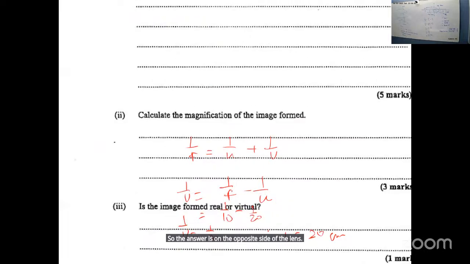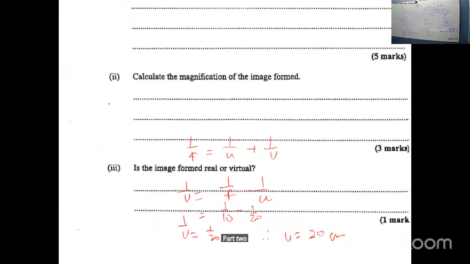Nice. Part 2, find the magnification. V over U, which is 20 over 20. So the magnification is 1.